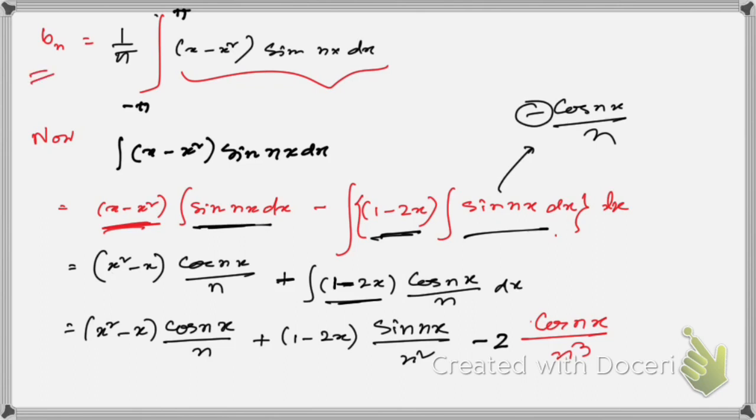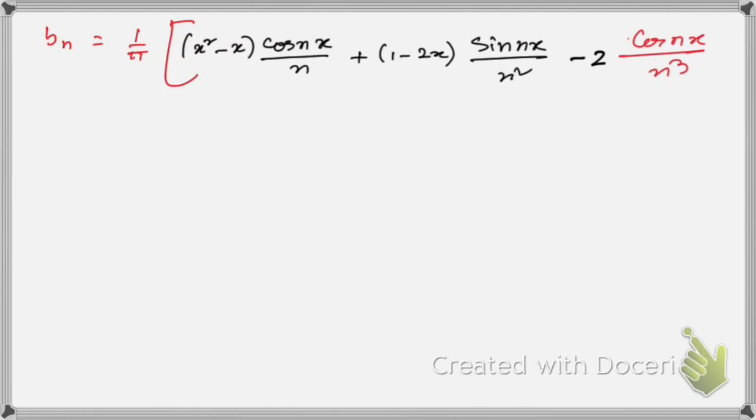Now let's find the value of bn, putting those limits here. Then what you will get, let me copy this result first. Okay, so bn is nothing but 1 by pi, and here is the result of the integration, and we have to integrate it from minus pi to plus pi. And here on putting pi, this sine nx part is going to be 0, because sine n pi is 0. It doesn't matter if you put minus pi or plus pi. So we're going to deal with these two terms now.